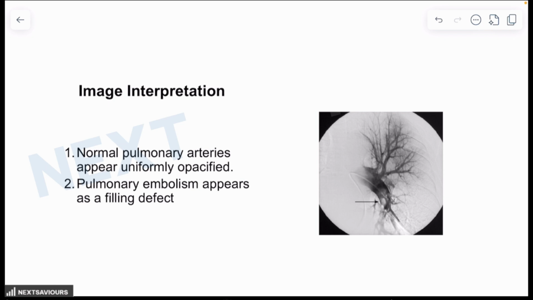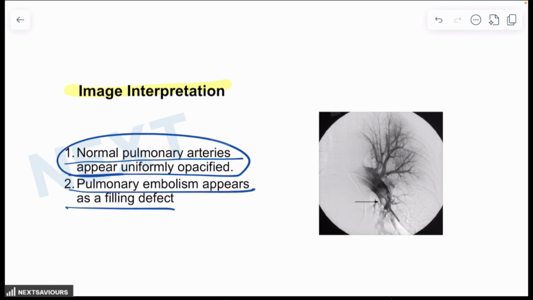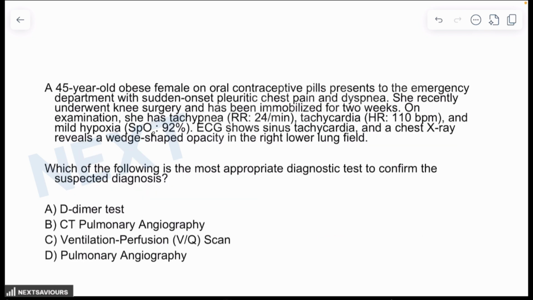And what is the image finally? What is the image interpretation? Normal pulmonary arteries appear uniformly opacified, but the pulmonary embolism appears as a filling defect. That means it is a dark area where the contrast is absent, as it can be very easily identified in this image, right? So this is the interpretation of the direct pulmonary angiography, which is obviously rare today because of the wide availability of CTPA. This is all what we have talked about.